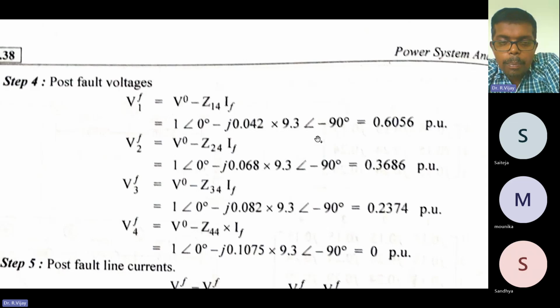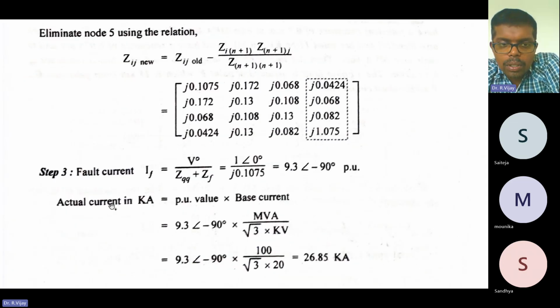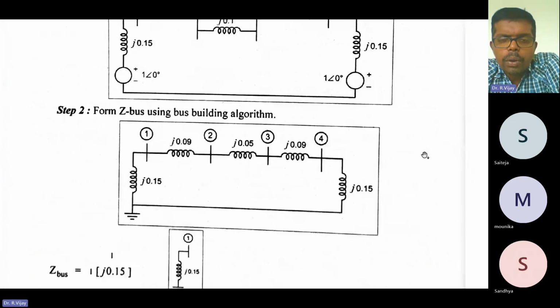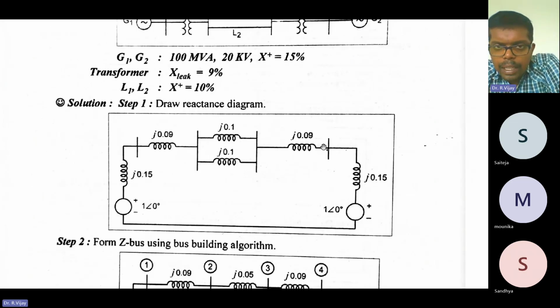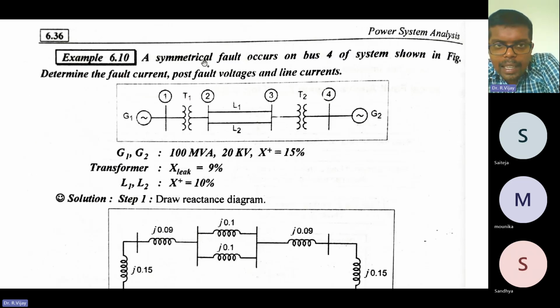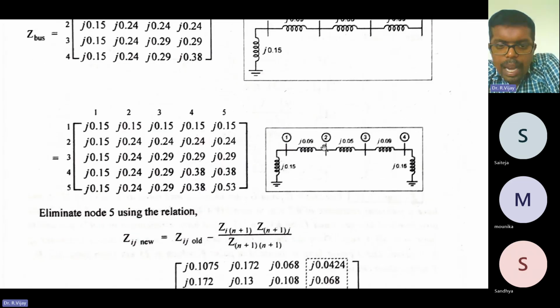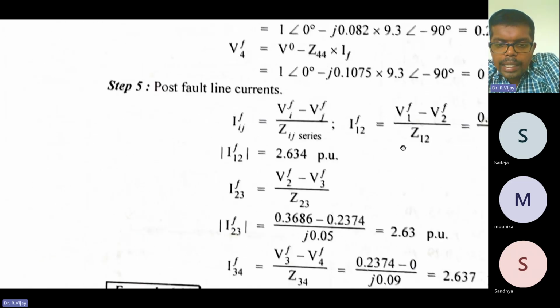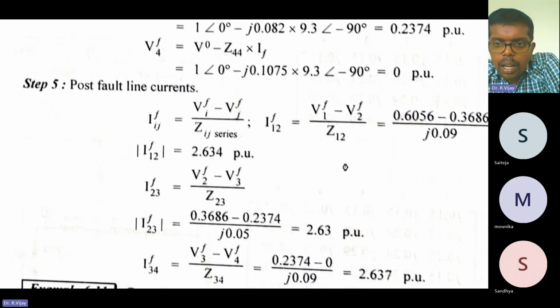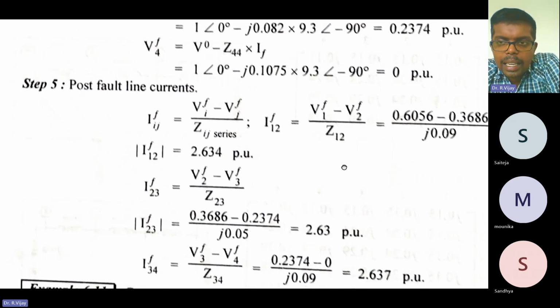Post-fault line voltages we also calculated, and that is also asked in the problem. Next, the fault current is also asked in the problem. After calculating, you need to highlight the answer at last. Whatever is asked, for example, determine the fault current: you need to write the fault current IF. Post-fault voltages: you need to write all V1F, V2F, V3F, V4F. Post-fault line currents: that also you need to write, I12, next I23, next I34. You need to highlight and write all that at the last.